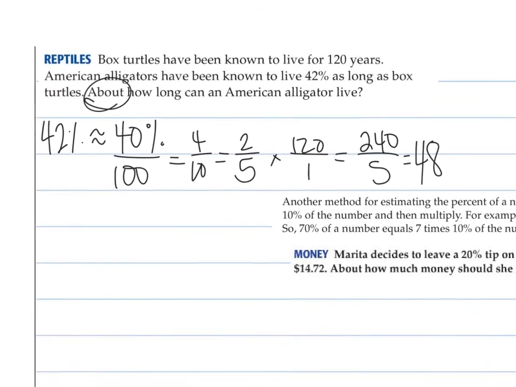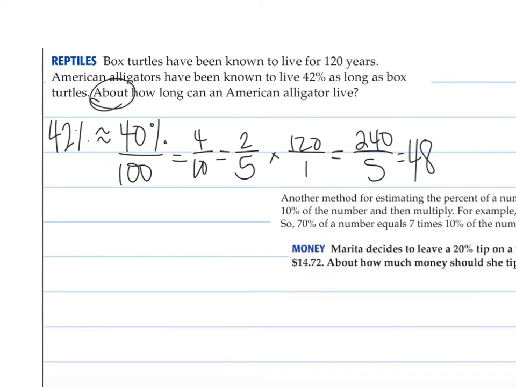So about how long can an American alligator live? Well, they can live, it seems to be about 48 years. Just an estimate. So that's one method: make the percent into a fraction and then multiply.